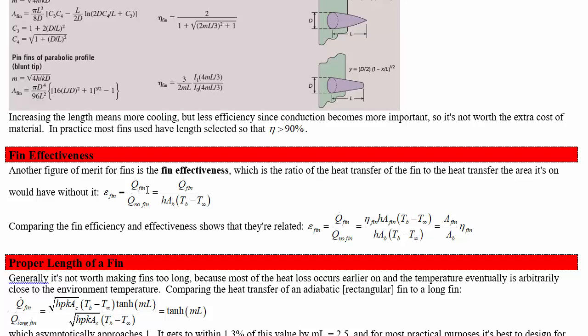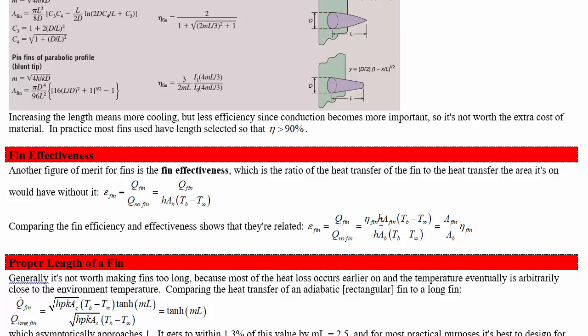The effectiveness, again, is the ratio of the heat dissipation from the fin to the heat dissipation the surface would have with no fin, which is just h times the base area times the difference in temperature. Comparing these two formulas, you can see that efficiency and effectiveness are related. Efficiency is the heat dissipation of the fin divided by the heat dissipation without the fin. Substituting in the heat dissipation by the fin from the efficiency definition, eta h times the area of the fin times the difference in temperature, the difference in temperature and the convection coefficient cancel, so the effectiveness of the fin is the area of the fin divided by the area of the base times the efficiency of the fin.